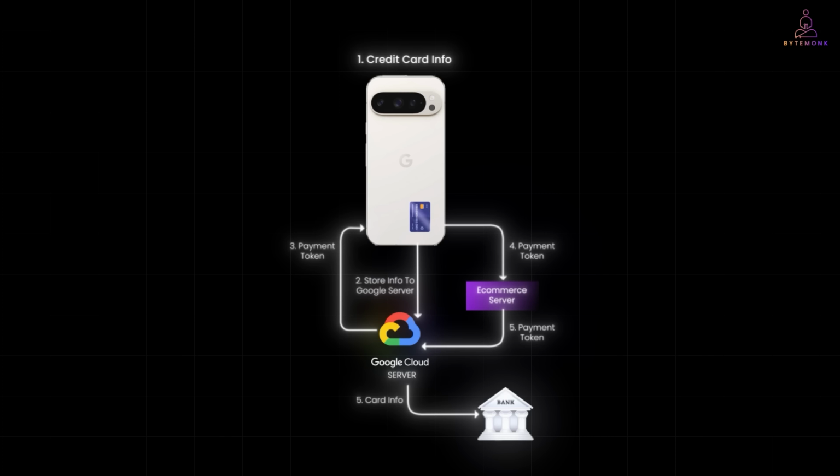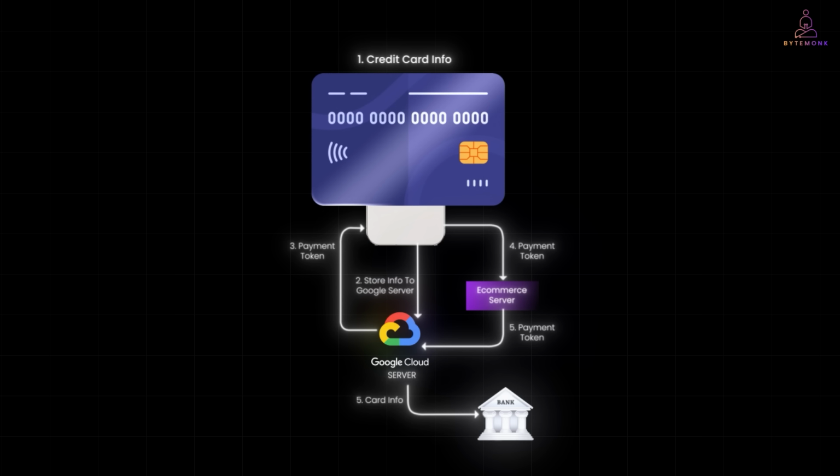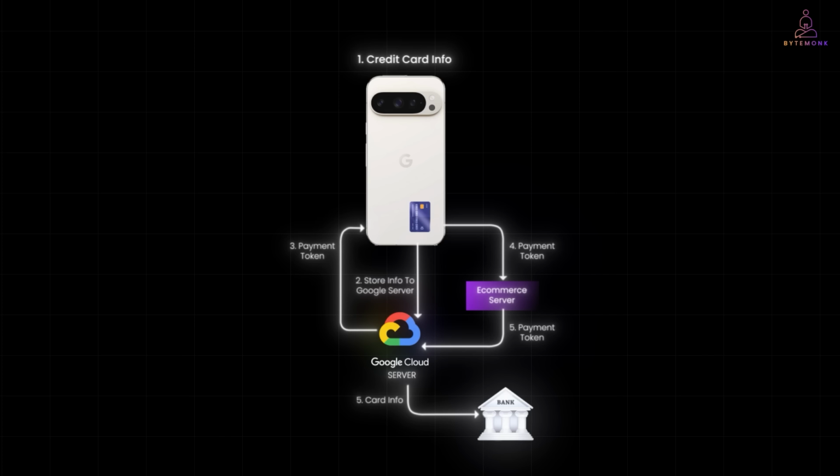And when you make a payment, your phone requests a fresh payment token from Google servers. This payment token is sent to the e-commerce server. The e-commerce server forwards it to the bank. The bank then matches the payment token to your real account behind the scenes and approves the transaction. Your real card number never gets exposed to the merchant or the e-commerce server. Only the temporary token travels.